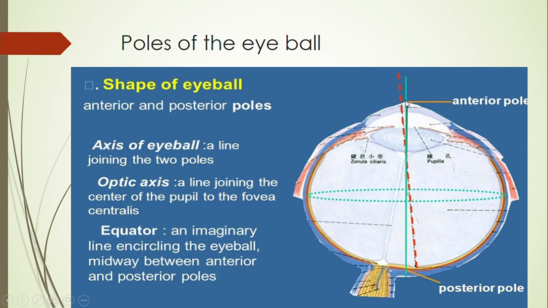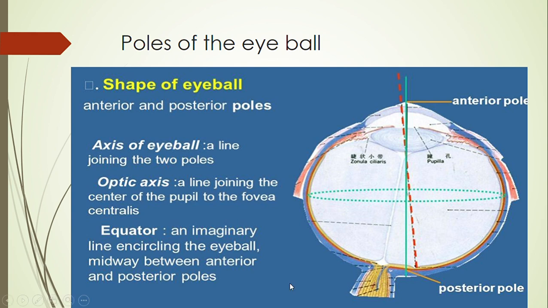So the eyeball is not a perfectly spherical or round structure, so the anterior and posterior poles can be seen as the most projected parts anteriorly and posteriorly. The greatest distance can be seen in between these two. The optic nerve does not emerge exactly through the posterior pole, but just posterior and inferior to the posterior pole.